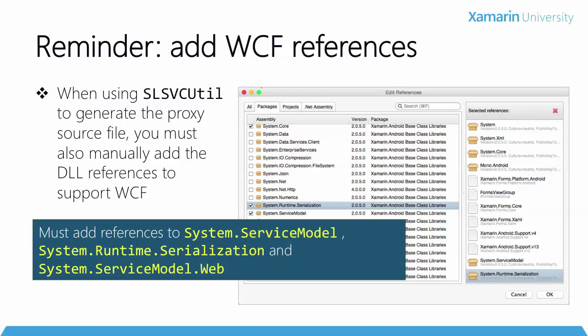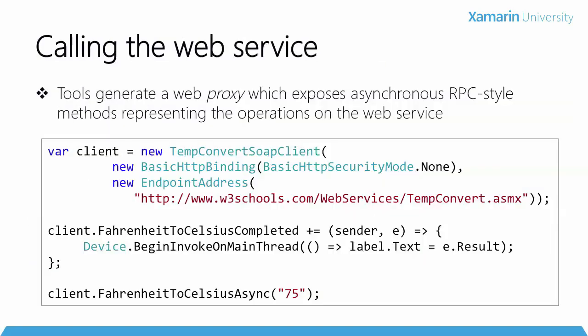And you'll need System.ServiceModel, System.Runtime.Serialization, and System.ServiceModel.Web. With all of that in place, we can then invoke the service methods. And the SL-SVC util generates a convenient proxy class, and that wraps up all of the operations.